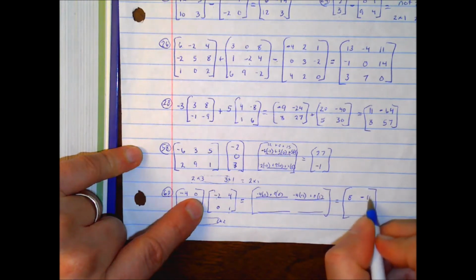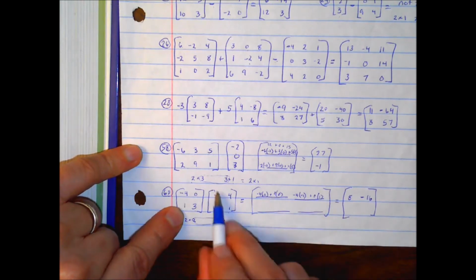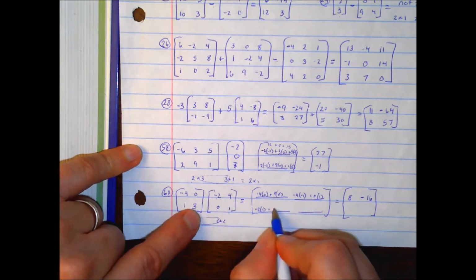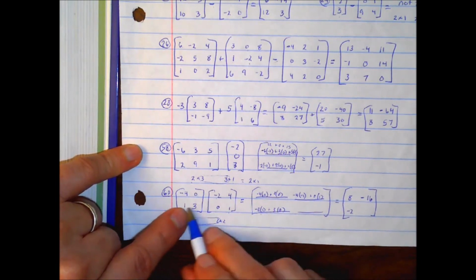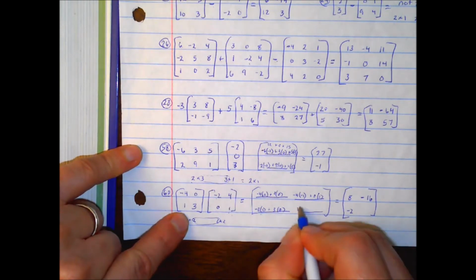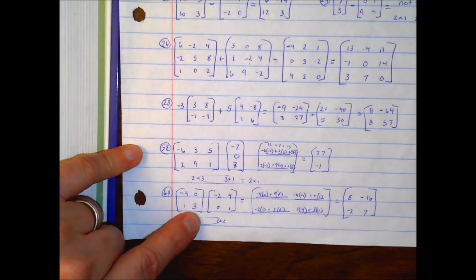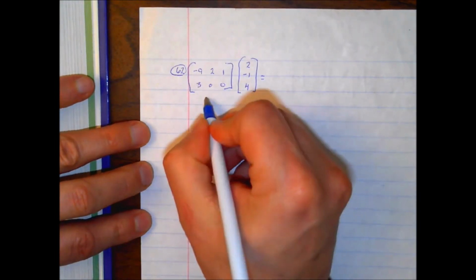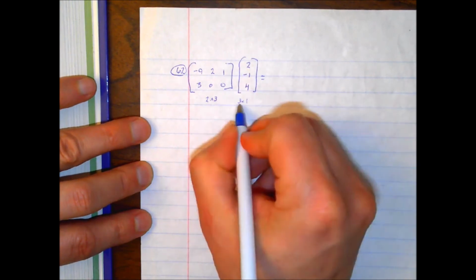This is the second row, so second row, first column. So 1 times negative 2 and 3 times 0, negative 2. Then second row, second column, 1 times 4 and 3 times 1 be 7. 62, I have a 2 by 3 and a 3 by 1. Insides are the same, so my answer is going to be a 2 by 1.